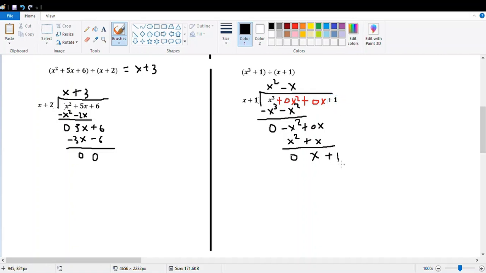Put it down, and let's start the same cycle, the 4 steps. x divided by x is 1. Remember, any number divided by itself is 1. And now let's multiply, positive because both of them are positive. 1 times x is x, but here we have to put the opposite sign, and 1 times 1 is positive 1, but here with the opposite sign. Always here we have to write with the opposite sign. x minus x is 0, and 1 minus 1 is 0. One more time, it's an exact division, and what is the answer for the division? The answer is x squared minus x plus 1.